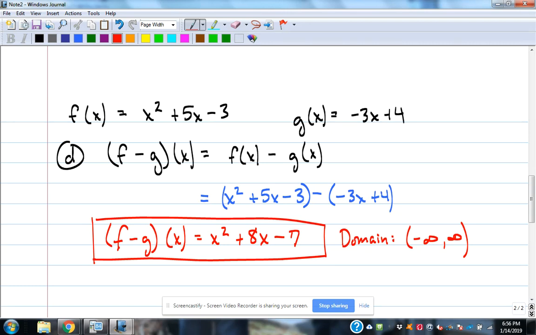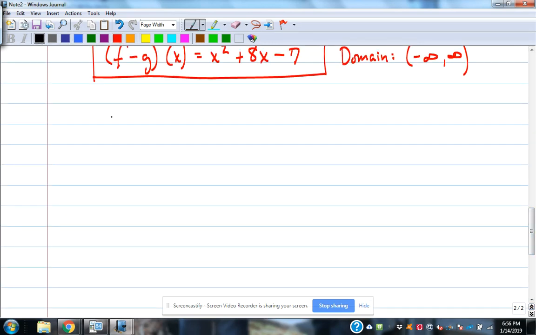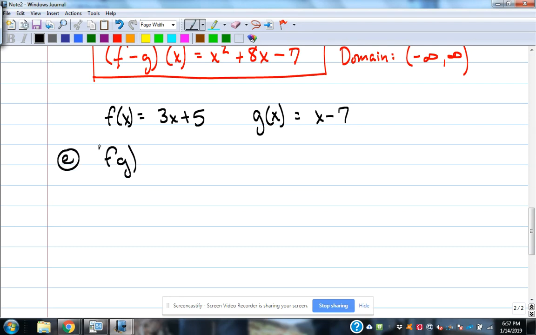All right. Let's get a different set of functions. Let's say we had f of x was 3x plus 5, and g of x, let's make it simple, x minus 7. And they want us to do f g of x. What operation are they asking us to do right there? Times. Multiplying. When they mash it together like that, it's multiplying.